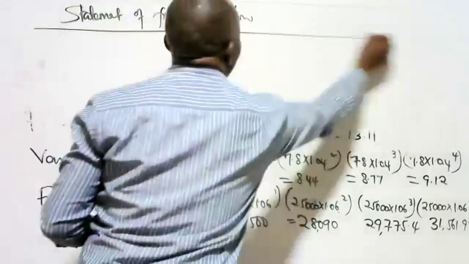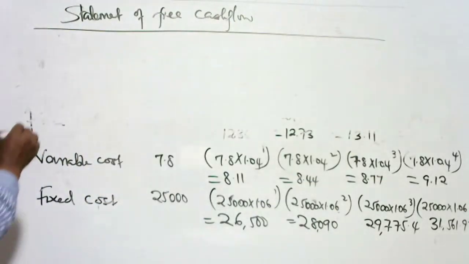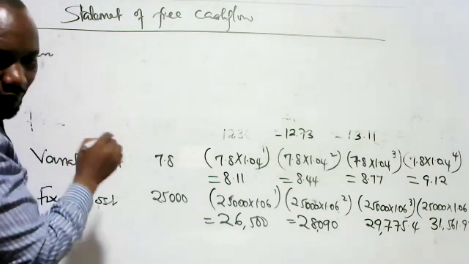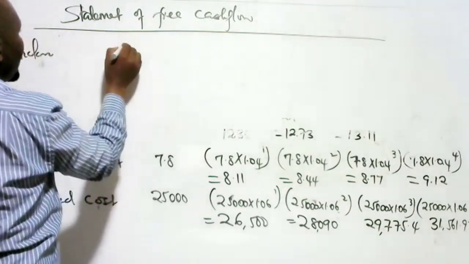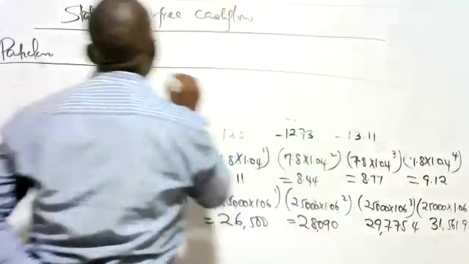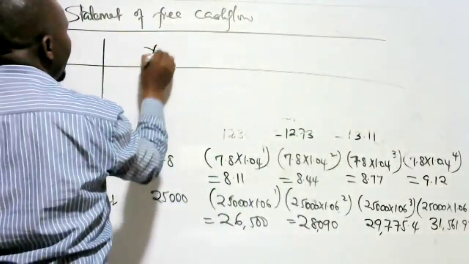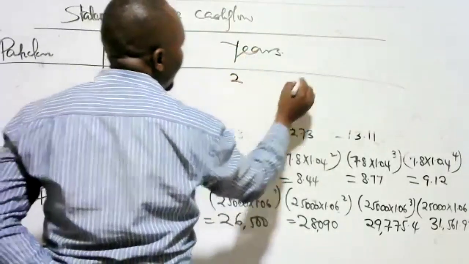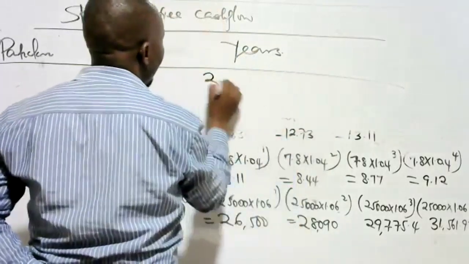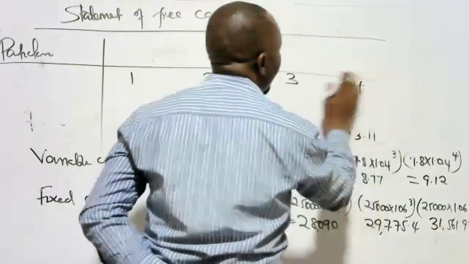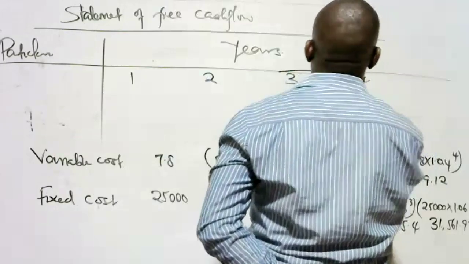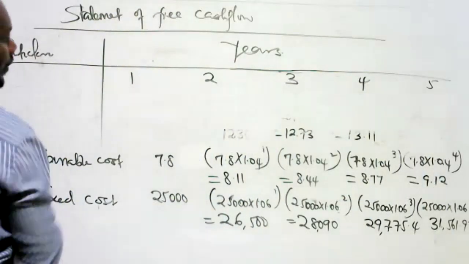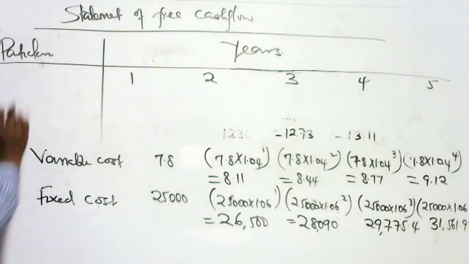How do we get our free cash flow now? So we have our particulars, and then we have years: year 1, year 2, 3, 4, and 5. So we have our sales or revenue.